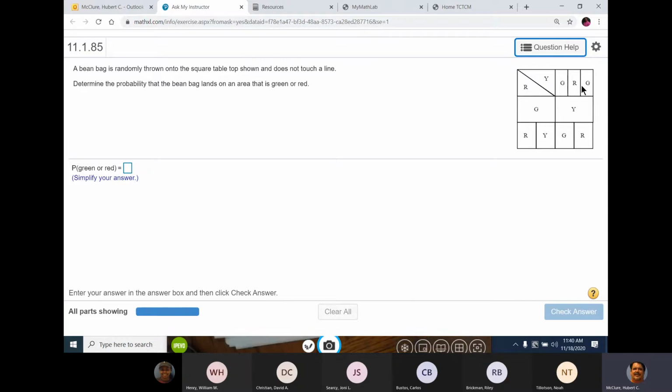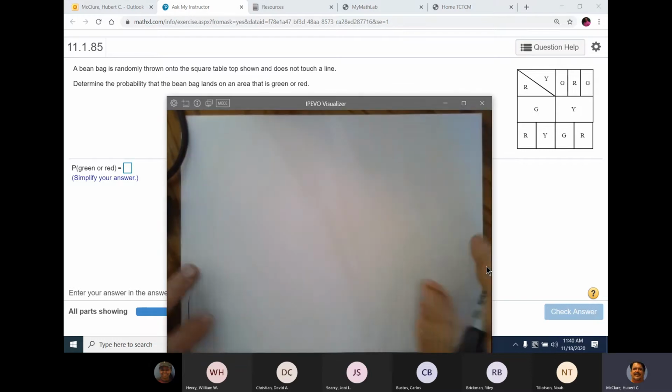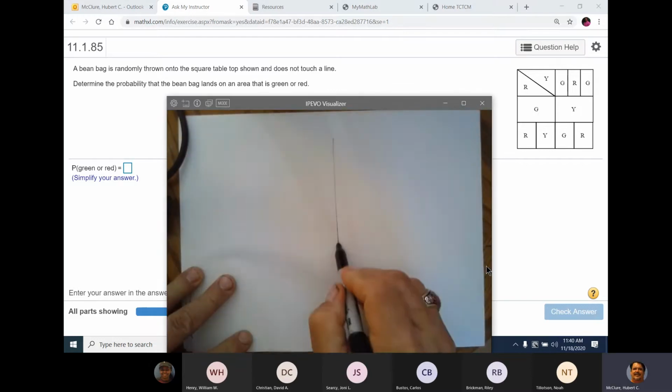This 3 right here. Okay, let me start over because I've done something totally wrong. Let me draw it again, and this time I'm gonna draw it correctly because I forgot something.